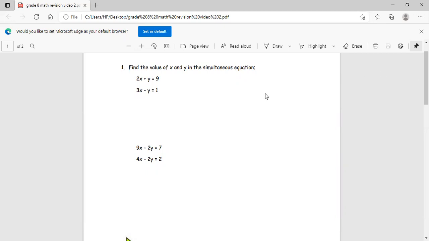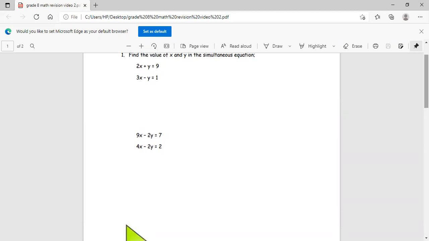All right. Question number one: find the value of x and y in the simultaneous equation. So what you have there is a simultaneous equation, and that is a kind of equation where the unknowns are two. The things you are looking for are two, that is x and y, as you can see there. So we are going to solve them together to find x and y. So I'll take this first. I have 2x plus y is equal to 9, and 3x minus y is equal to 1.